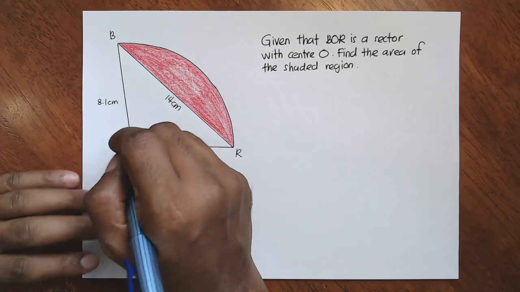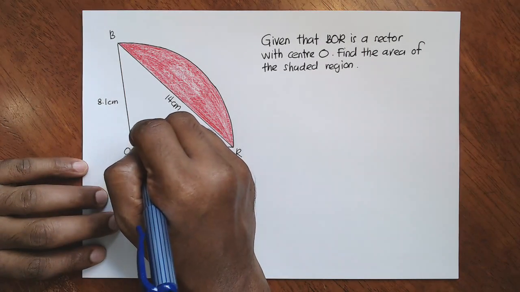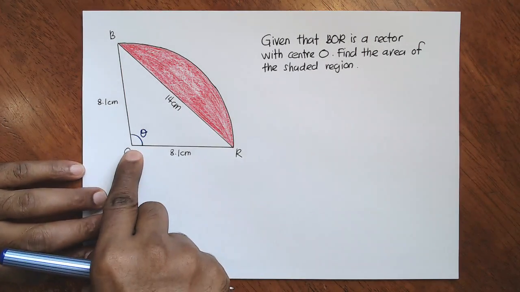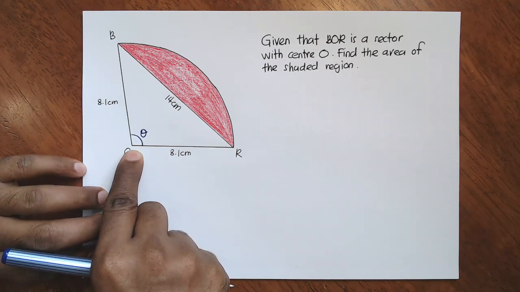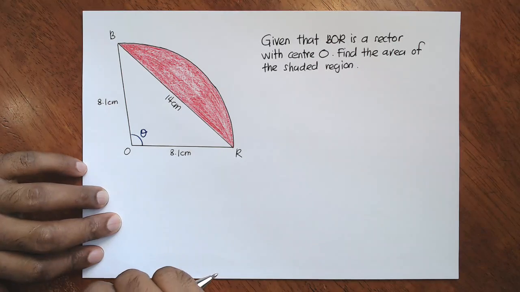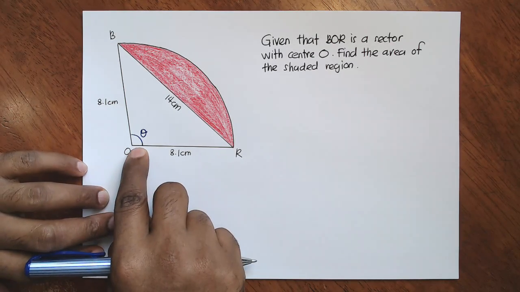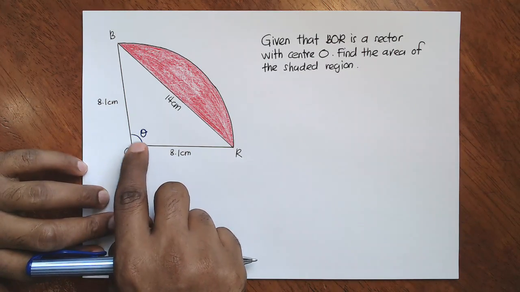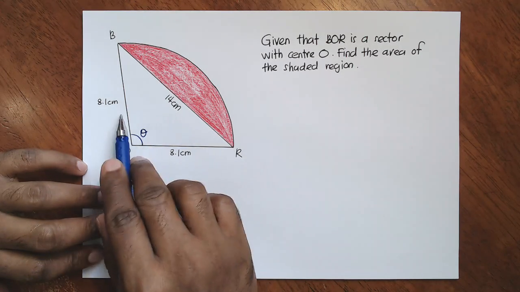Obviously we need the angle here, so let's label this angle as theta. We need to find this angle so that we can find the area of the sector and the area of the triangle later. To find the angle theta, we have to use the cosine rule as usual because we know the length of all the sides.